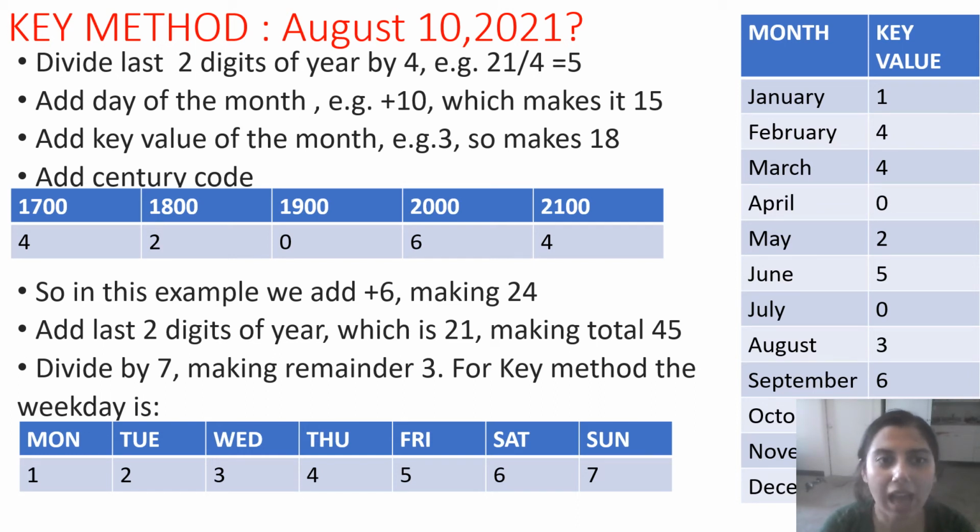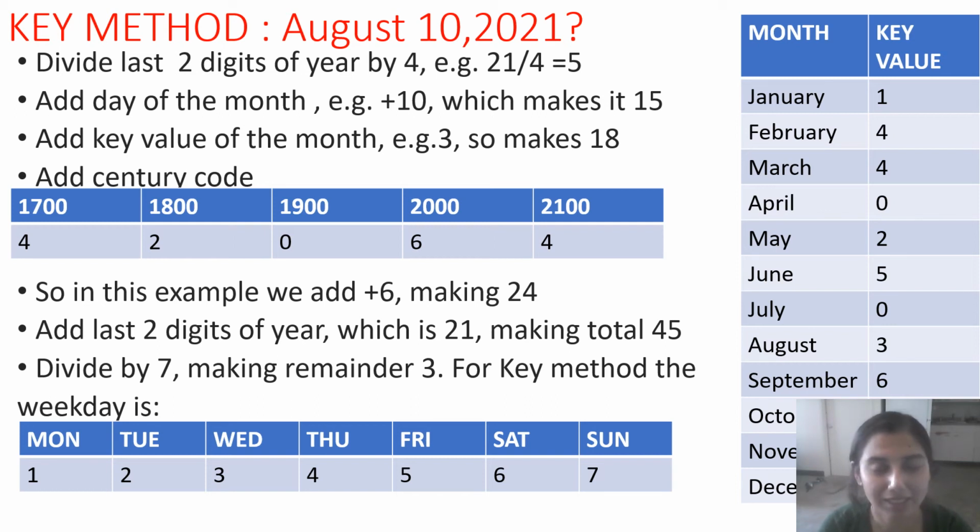Then to that add the day of the month. In this case the day value was 10. So we would add the 10 to the quotient you got from the first step of dividing the year digits by 4. That will make it 15. Then we add the key value of the month. In this case, August had a key value of 3. So if you add 3 to it, the total value comes to 18.